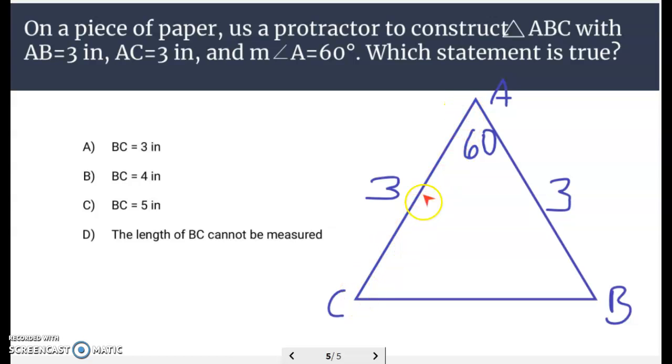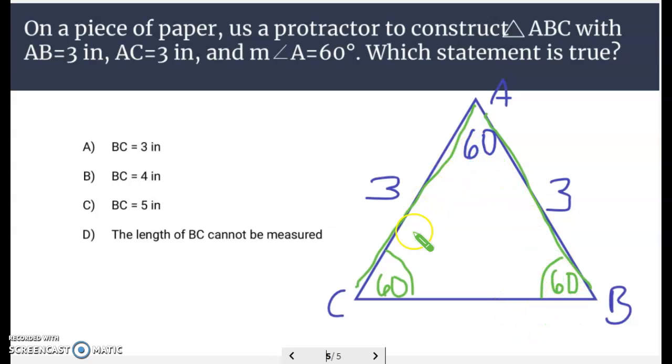But notice the sides. AC is 3, AB is 3. Since these two sides are exactly the same, these two angles will have to be exactly the same. Because remember, the opposite sides on a triangle correspond to opposite angles. This angle has this side, but it has to be the same as this angle because I know the two sides are the same. They have to add up to 120, so let's divide 120 by 2 and get 60. 60 and 60. And as you can see, 60 plus 60 plus 60 equals 180.